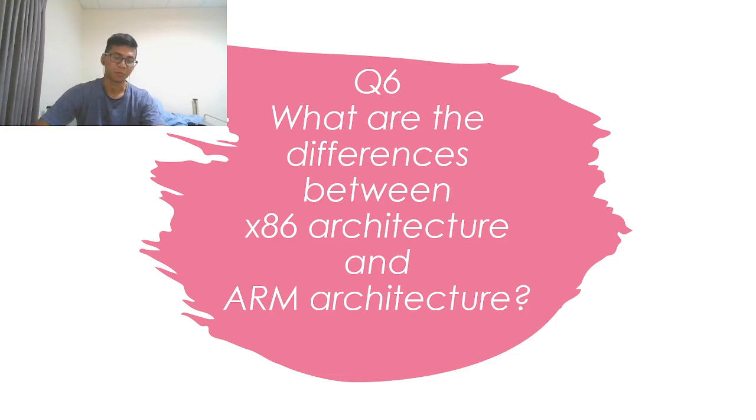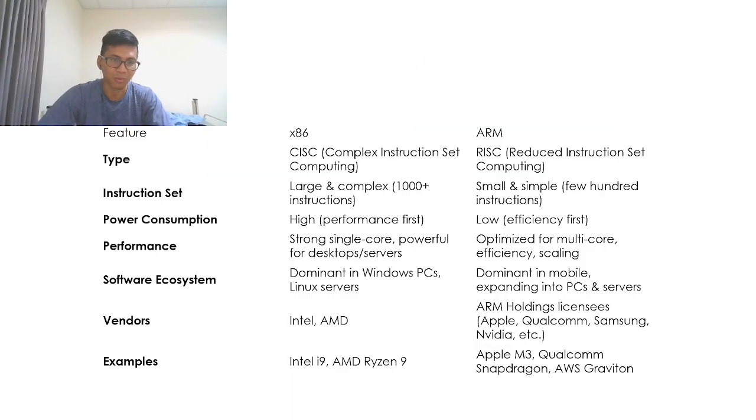Now, we go to question number 6. What are the differences between x86 architecture and the ARM architecture? Now, this is basically what we talked about in the previous question.